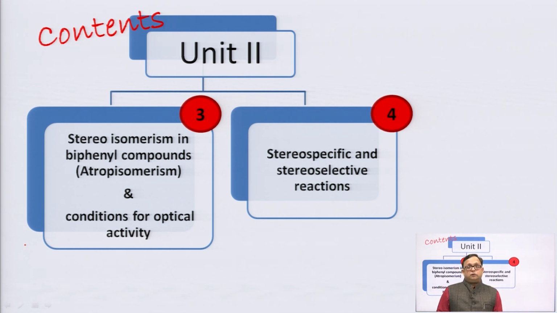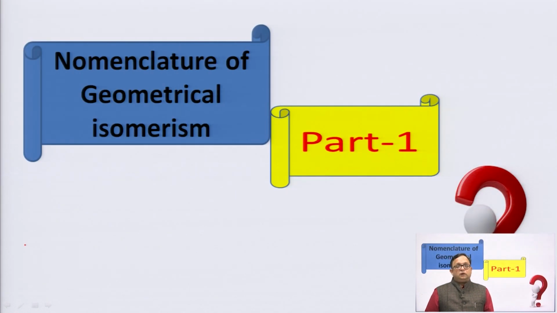In part 4, we are going to discuss stereospecific and stereoselective reactions that come under this section. So, let us start with part 1 that deals with the nomenclature of the geometrical isomerism.